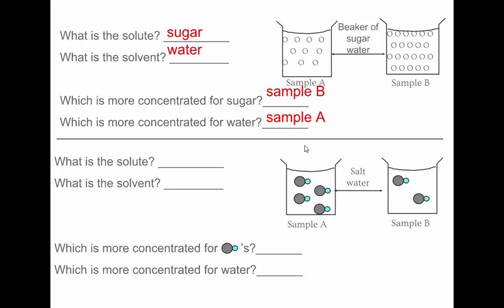Here I have some salt water. Those little shapes represent a salt molecule. So when I made that salt water up there, what was the solute when I made that salt water mixture? Trista? Salt. The salt. And what was the solvent, Trista? Water. The water.